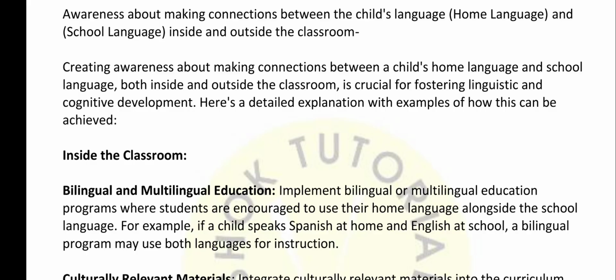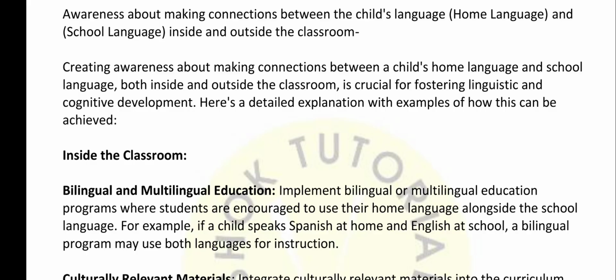How are we as teachers going to interconnect the language a child speaks at home and the language a child speaks at school, both inside and outside the classroom? Let us see. Creating awareness about making connections between a child's home language and school language, both inside and outside the classroom, is crucial for fostering linguistic and cognitive development.